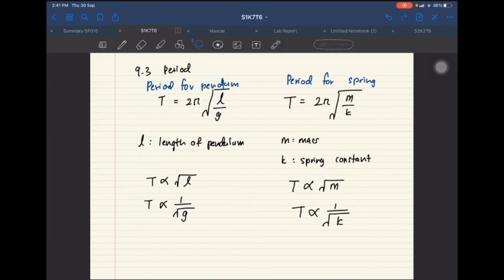Slowly up, slowly down. So it means that when the K is lower, the period, the time taken to complete one oscillation, will increase. So it makes sense. If it's stiff, you pull, release, it goes up and down fast. So that one is a smaller T.